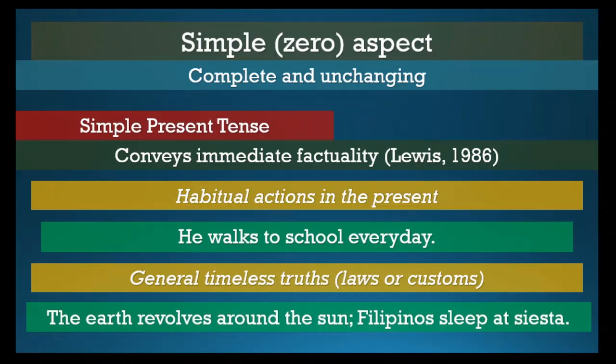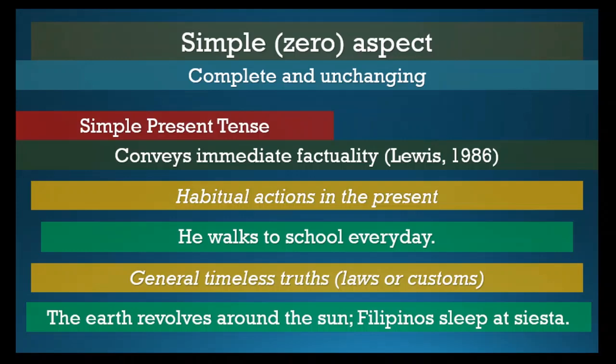Let's take a look at the first function: habitual actions in the present. How do we know that the subject in our example takes walking to school as a habit? Of course, the presence of the adverb every day suggests that the walking is done habitually. What are other examples? I go to church every Sunday. We submit weekly reports. Both of these sentences describe things that are done habitually because of the use of the simple present tense.